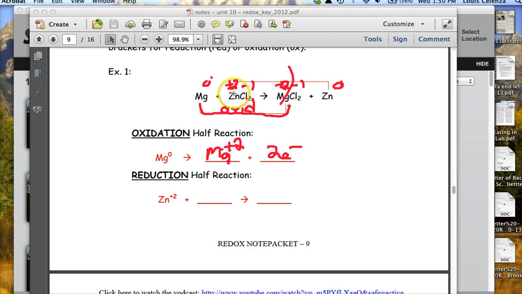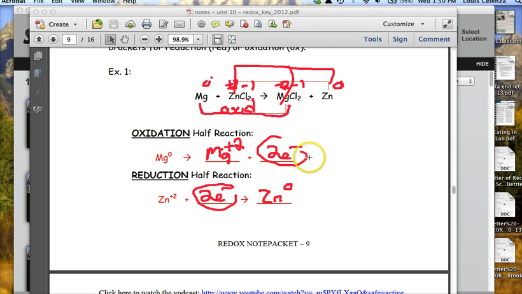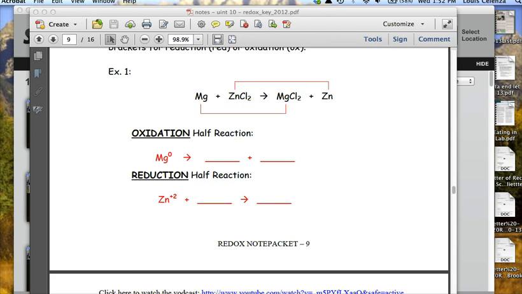The zinc, on the other hand, went from a +2 down to 0. Notice the electrons in this case are on the left side. Notice how the electrons are the same. That's what we mean by the law of conservation of charge, because the number of electrons lost in oxidation is the same number as gained in reduction. Is it always that simple? Well, of course not, because this is chemistry. But we're going to go with that right now. So let's see what else we got.